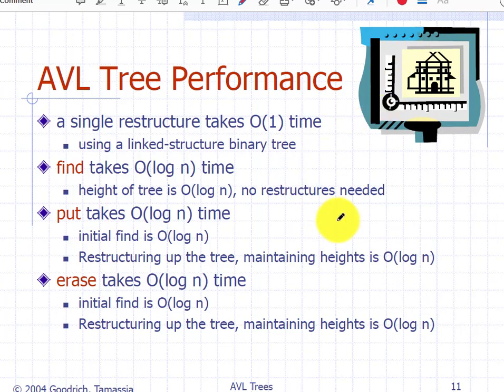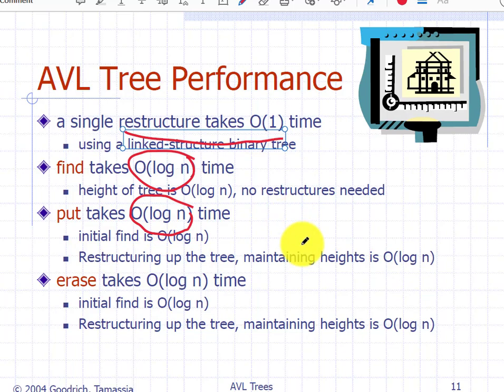Sure, it might be more difficult to implement. The restructuring will cost you maybe a page of coding, but look at the benefits in terms of computational complexity. Restructuring takes O(1). I told you that before. It's just moving pointers around. It's constant time. Find takes O(log n) because it's a balanced tree. Putting items in it takes log n.